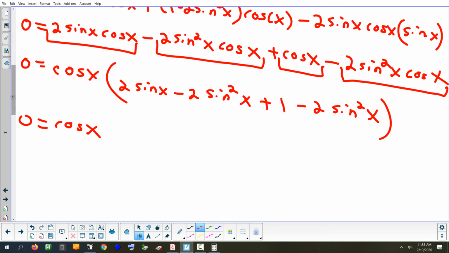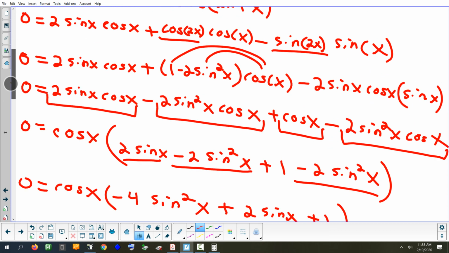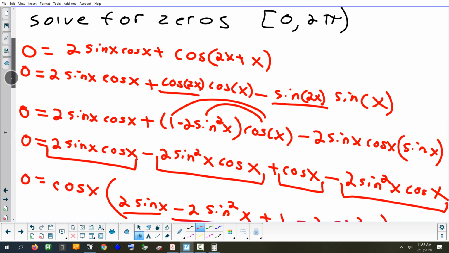Now I want to combine like terms. Minus 2 sine squared x minus 2 sine squared x. How much is that? Minus 4 sine squared x plus 2 sine x plus 1. Now, the directions I wrote said up to the quadratic equation.